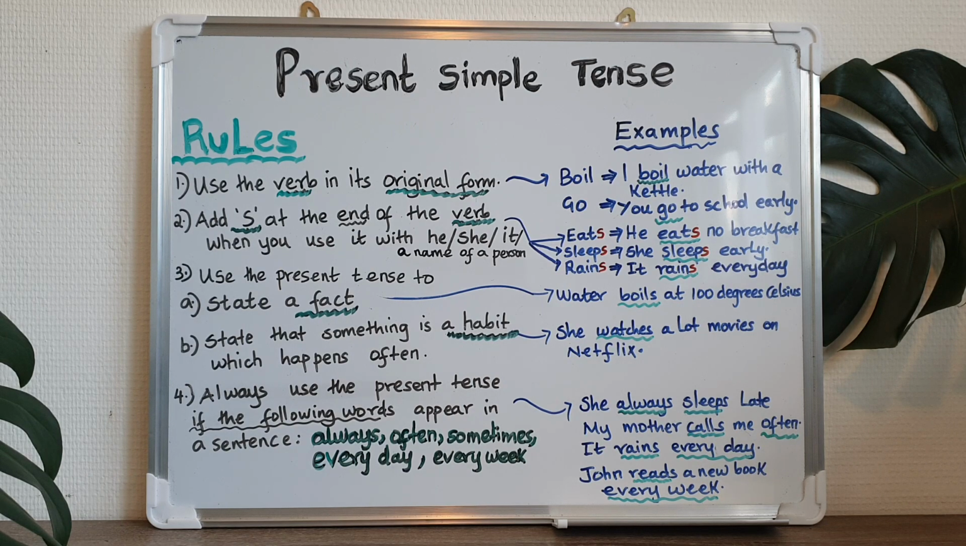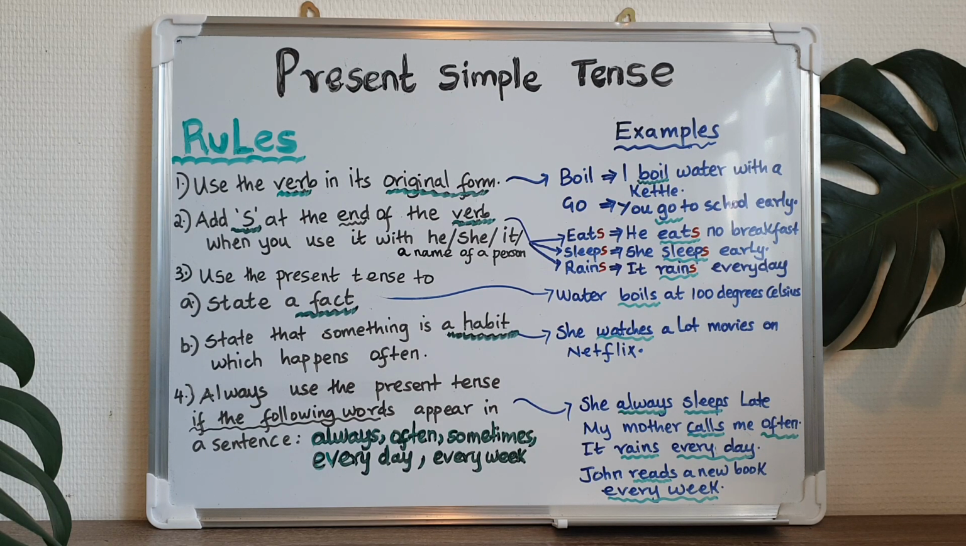Now, 3B. Use the present tense to state that something is a habit which happens often. So when you want to state that something happens often, then you use the present simple tense. Maybe there is something you do every day. It is a habit. When you want to explain that to somebody, you use the present simple tense.